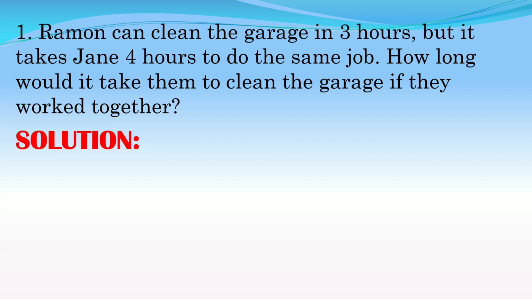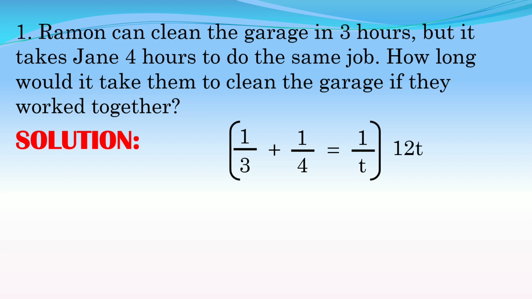Let's substitute the given to our formula 1 over A plus 1 over B equals 1 over T, where A is the number of hours Ramon can clean the garage, so 1/3. And B is the number of hours Jane do the same job, which is 1/4. So plus 1/4 equals, so T is the number of hours it takes Ramon and Jane to do the work together. So 1 over T. So, para ma-solve natin ang equation na to, kailangan natin kunin ang common denominator ni 3, 4, tsaka ni T. So, ang common denominator nila ay 12T.